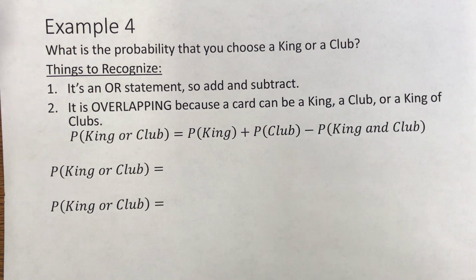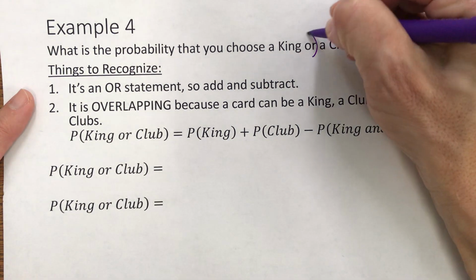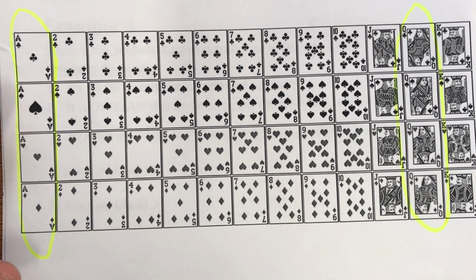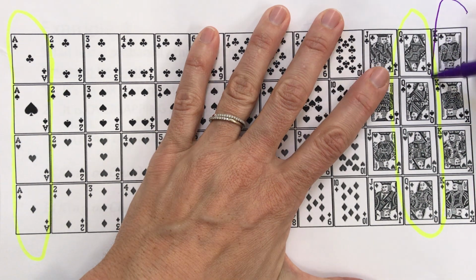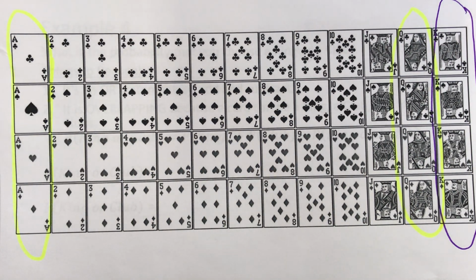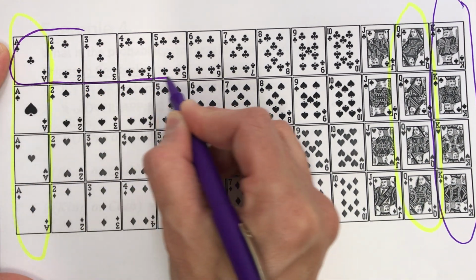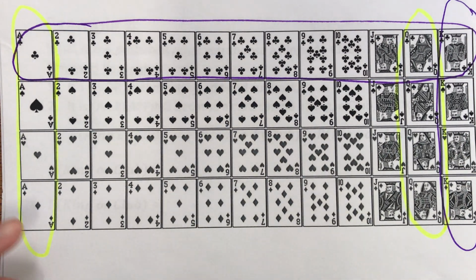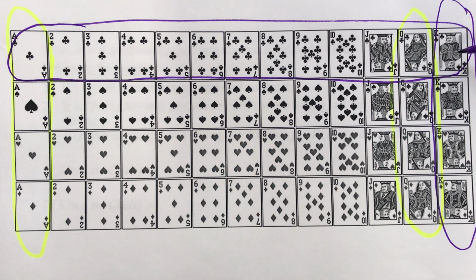All right, the fourth example, what is the probability that you choose a king or a club? All right, so I want to show you with our cards. I'm going to circle in a different color. So if I'm going to circle all of my kings, there are 4 kings. Or a club. So I'm going to circle all of my clubs. So you can see the overlap is this king of clubs.